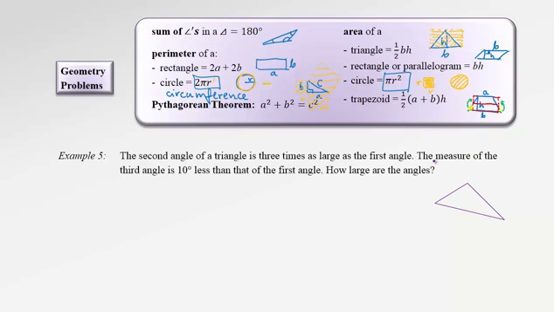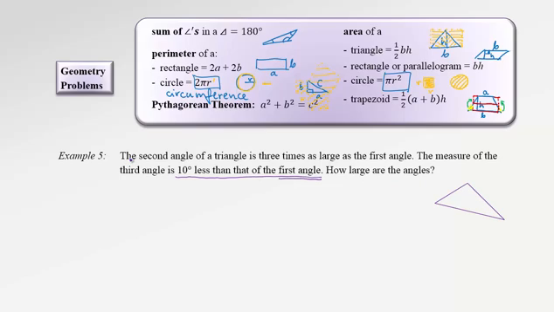Let's read further. The measure of the third angle is 10 degrees less than that of the first angle. So what's important in this statement is that we are referring to the first angle, 10 less than the first angle. How large are the angles? Okay, so we need to find all three angles.